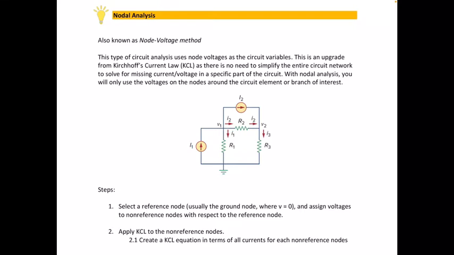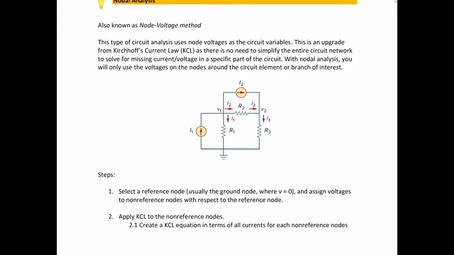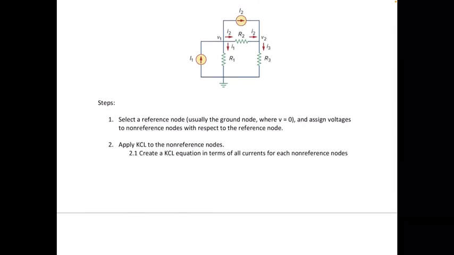Nodal analysis has three main steps. Step 1 is to select a reference node and assign voltages to non-reference nodes with respect to the reference node. So that's a lot of reference nodes going on. The reference node in this example is the ground node, where the voltage is equal to 0. It is always the ground node that becomes the reference node because the voltage is 0, so anything above that would be the voltage across the branches.